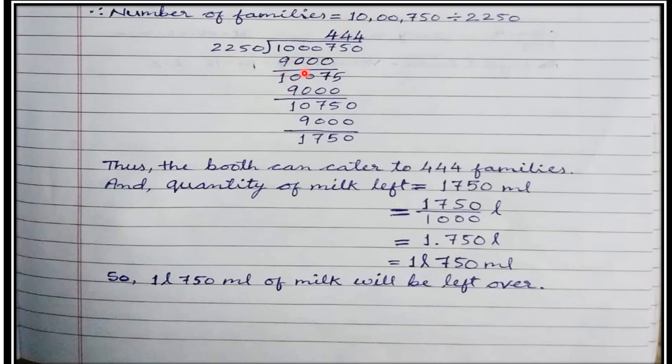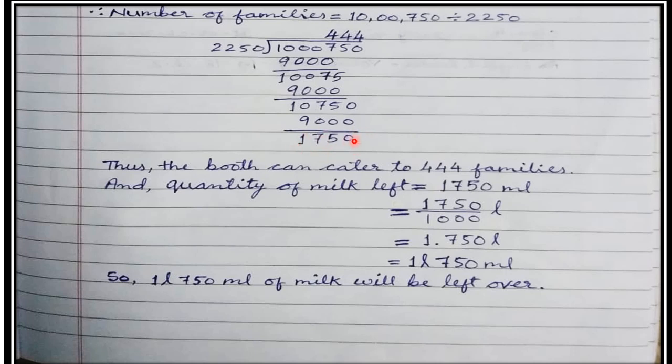So it will be 4 times, 9,000. Remainder 1007. 5 comes down, again becomes 10,075. Now again 4 times, which is 9,000. Subtracting the difference we get 1075. Then 0 comes down, so we get 10,750. Now again dividing it by 2250, 4 times, we get 9,000. So the final difference is 1750. So since these were all milliliters, 1750 milliliter is still left.